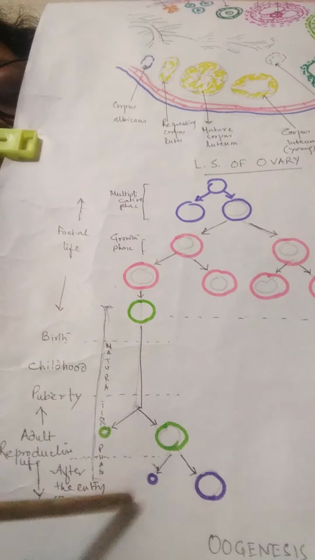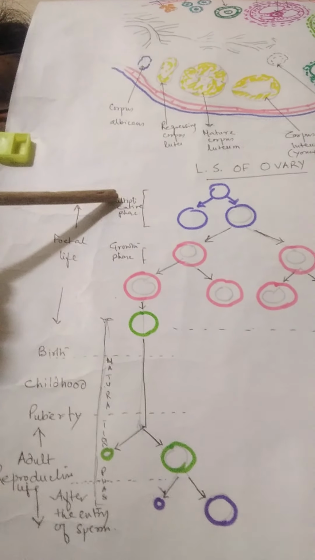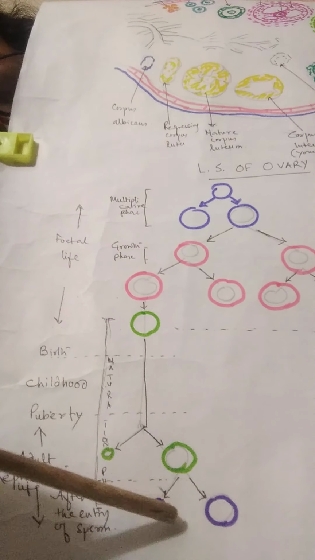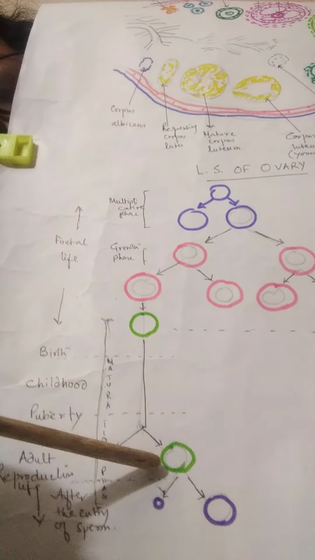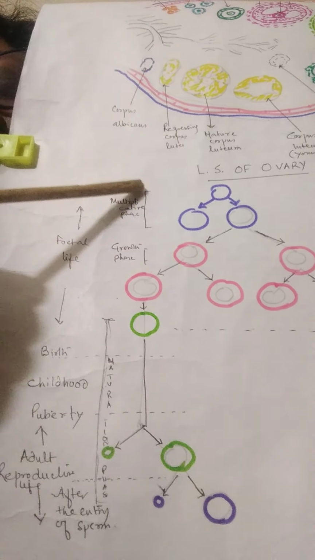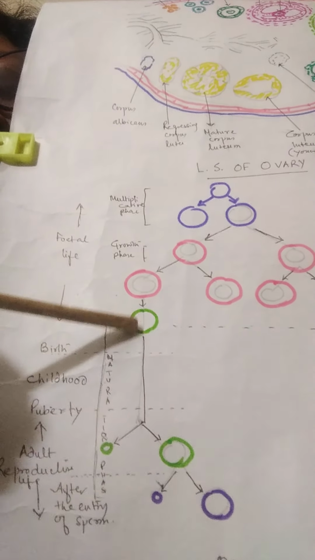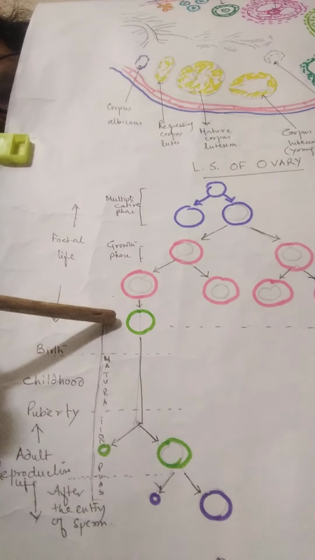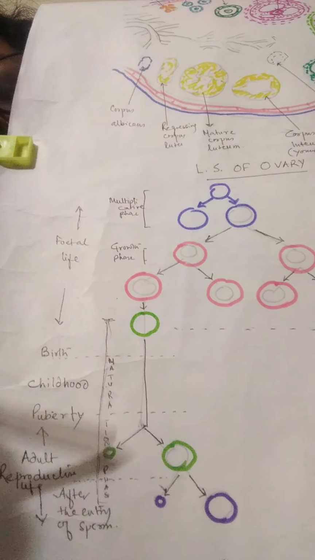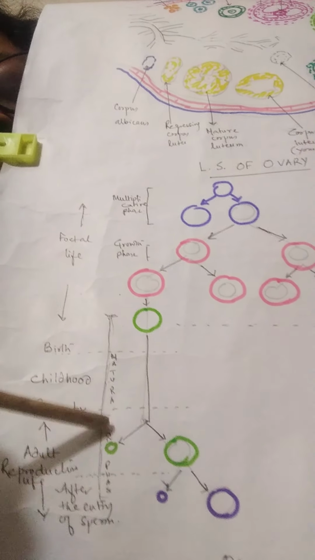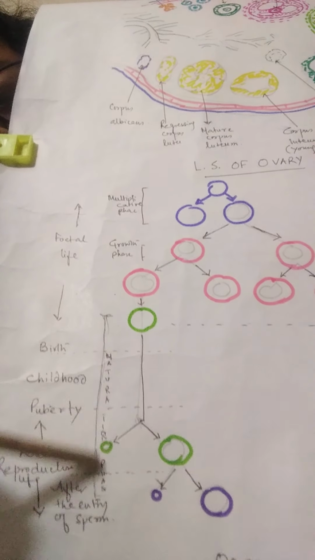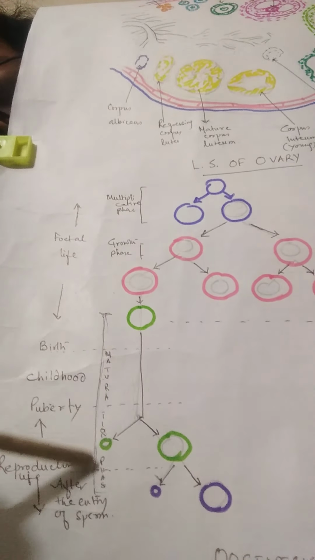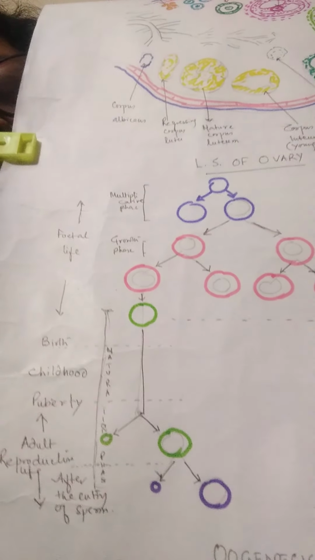So if we consider the location, till this point it occurs in the ovary, but from secondary oocyte to ovum formation occurs in the fallopian tube. And from oogonia to primary oocyte occurs in the fetal state. Next phase occurs after the child reaches puberty. So this is about oogenesis. Go through it.